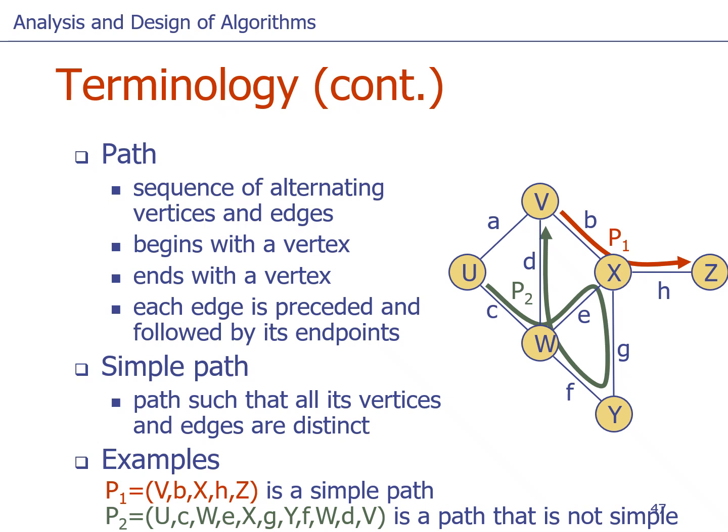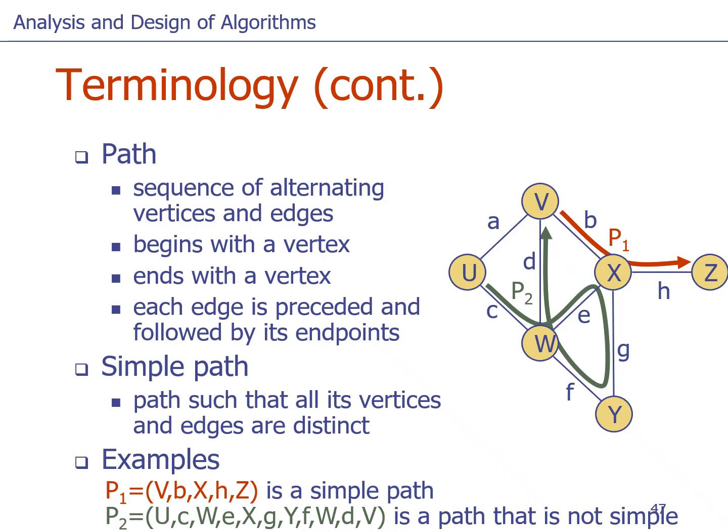Okay? Now, let's talk about paths. So a simple path is a path such that all its vertices and edges are distinct. So for example, U, C, W, F, Y is a simple path. Or the other one I have put down here in red, V, B, X, H, Z. If you trace this, it's a simple path.